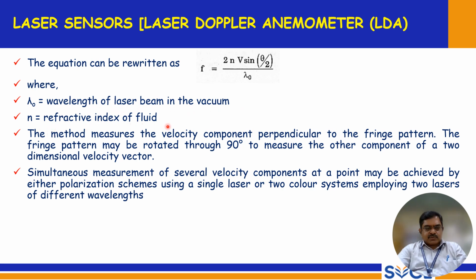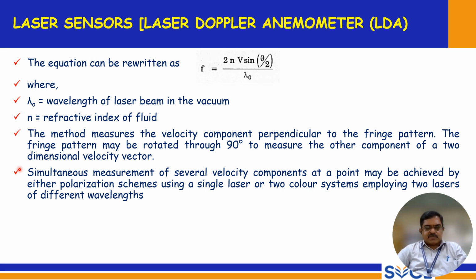N is the refractive index of the fluid. The method measures the velocity component perpendicular to the fringe pattern. The fringe pattern may be rotated through 90 degrees to measure the other component of a two-dimensional velocity vector.